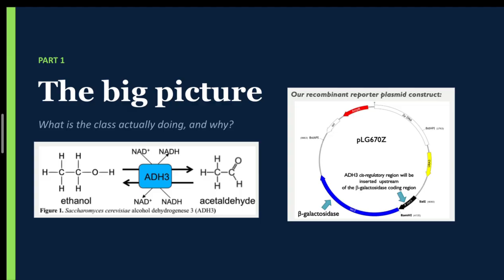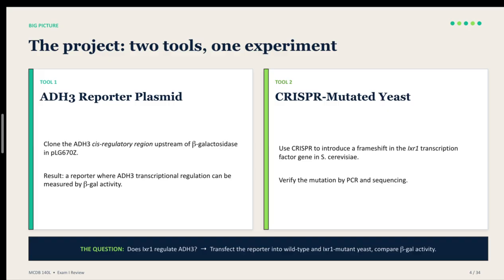Okay, big picture. So what is this class actually doing and why? We're studying ADH3, which is alcohol dehydrogenase 3. It's an enzyme in S. cerevisiae, and we're doing this through two different approaches. The two tools involved are, firstly, the ADH3 reporter plasmid, which is something that we've been working on pretty intimately the past few weeks, and then later on, we're going to be doing CRISPR mutated yeast.